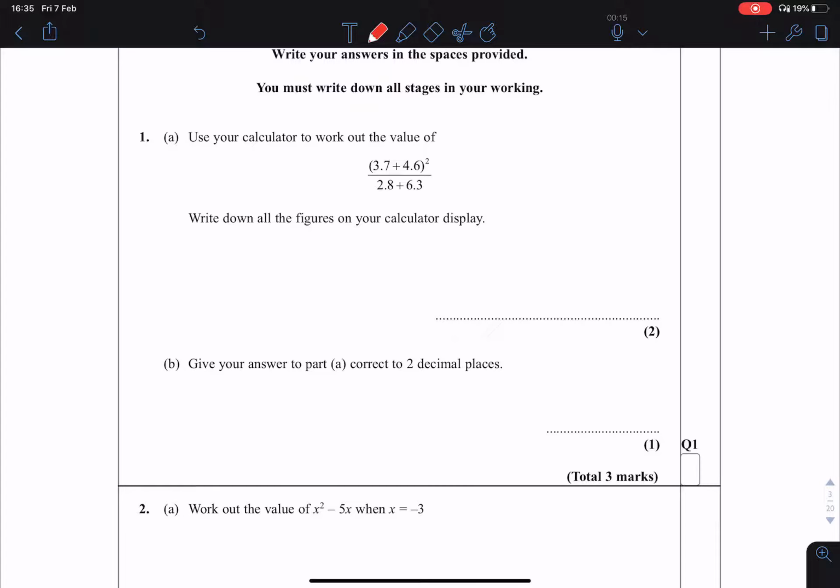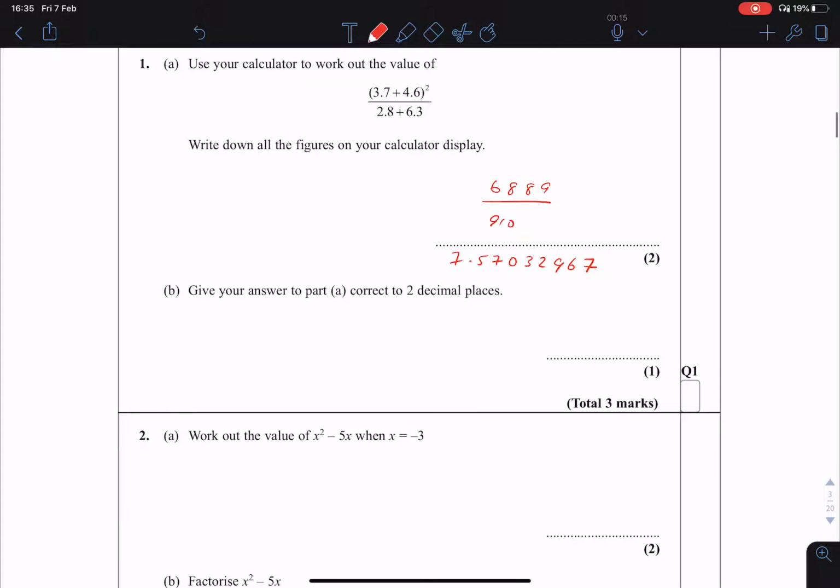It says write down all the figures on your calculator display, and on my calculator it says 6889 over 910. Now that's what it says, but I might also put it in like a regular number just by pressing that SD button on my calculator. So that's 7.57032967. Now it says give your answer to part A in 2 decimal places.